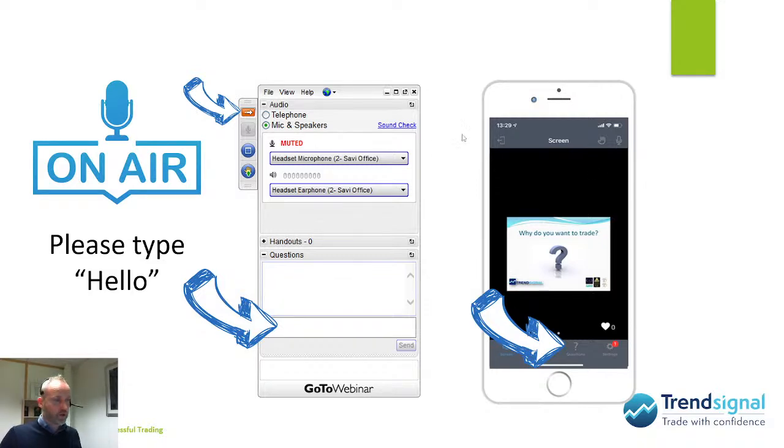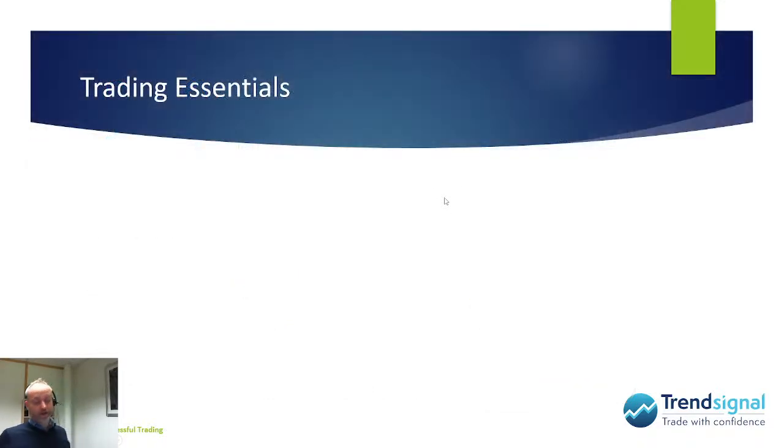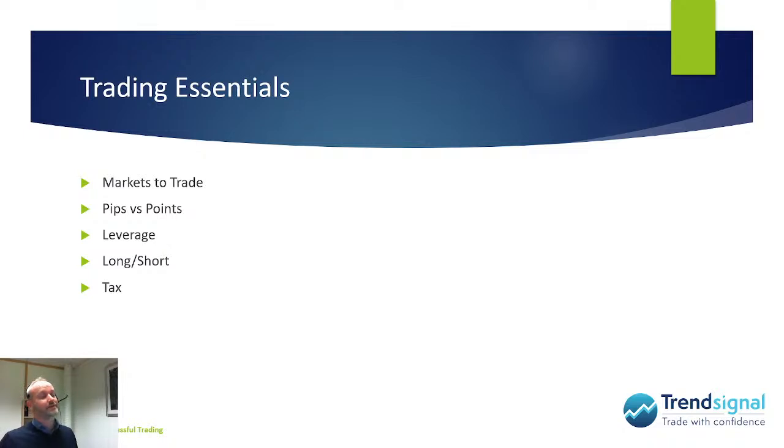Okay. So what are we talking about today? Well, as I said, this is the basics. This is what we need to know before we start making our trading decisions. And one of those is, what are the different markets to trade? We're going to talk about what pips are versus what points are, and how we measure that and why it's important. We're going to look at leverage, so what that means to us. We're going to look at the ability to go long and short. We're going to look at tax implications as well.